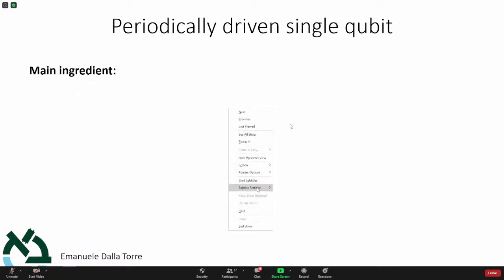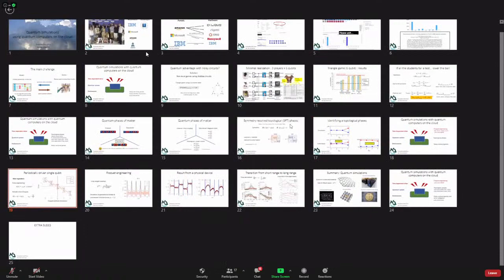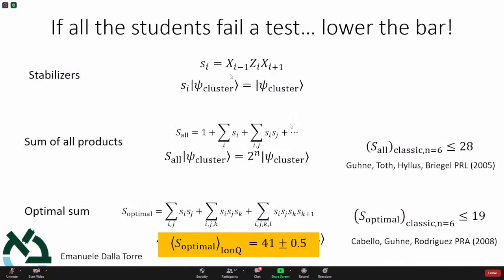Sorry. Can I go? Show slides. Okay, now, so this one. Okay, so what are the stabilizers?